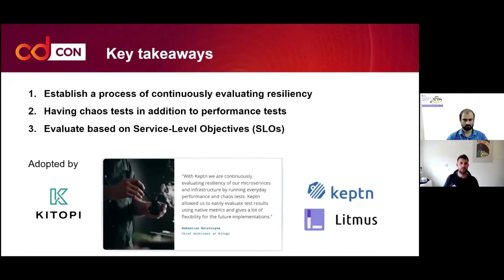So the key takeaway for today is we really want to advocate for establishing a process of continuously evaluating resiliency. As we have already heard, there's this practice of testing in production, and I think it's a very good thing to do, but also moving this into earlier stages can really help you to improve the resilience of your applications, because you can test before you move to production, and you can already identify some issues. Some issues you might only be able to identify in production, but some issues you can already identify in earlier stages.